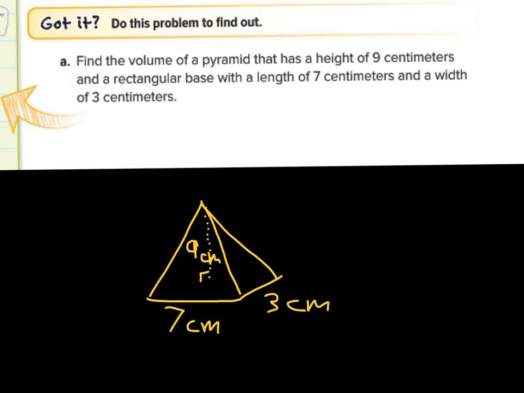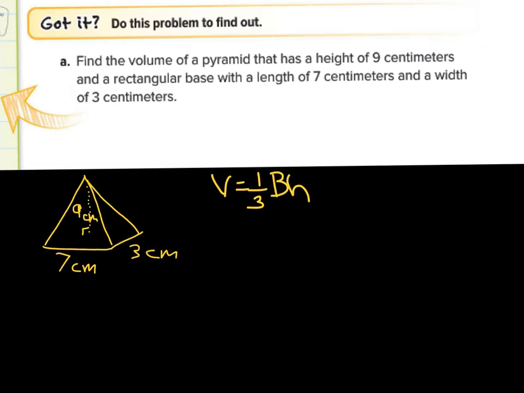You should have something that looks like this. Remember, a length of 7 centimeters, there it is. A width of 3 centimeters, okay? And then a height of 9 centimeters. There's my height, and it goes to the center of my base, perpendicular to the vertex, okay? And my formula for volume is volume equals 1/3 of the area of my base times the height. Let's replace the variables. So to get the area of my base, I have to multiply 7 times 3. 7 times 3, length times width, correct?